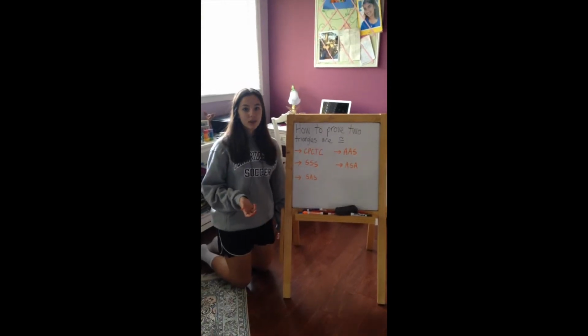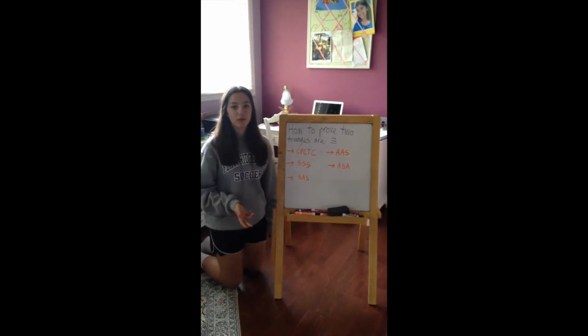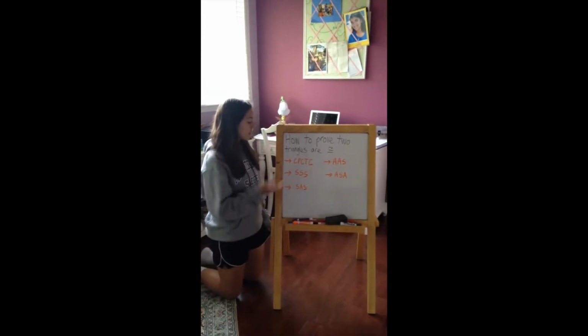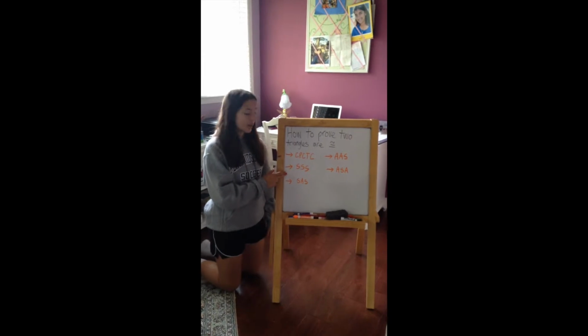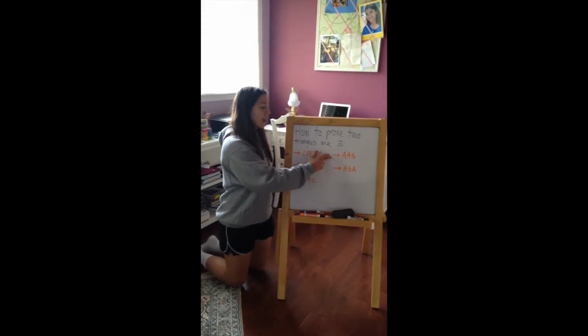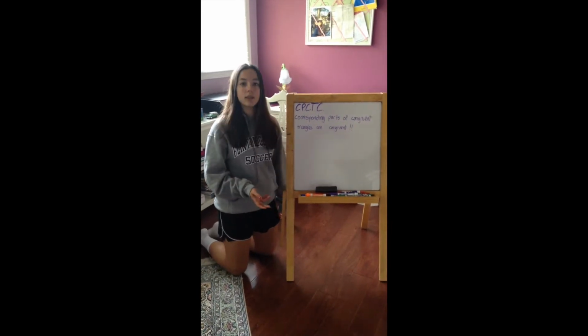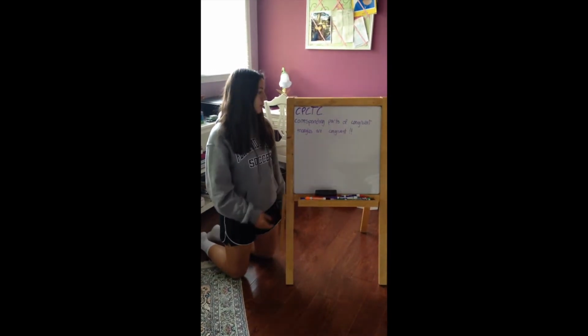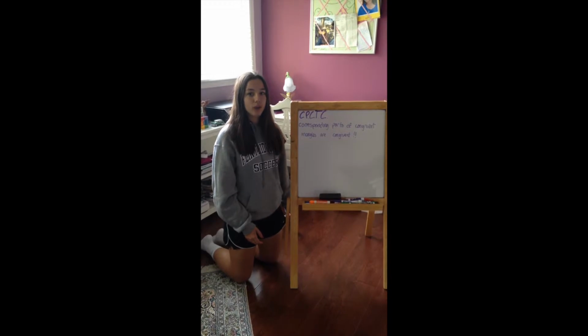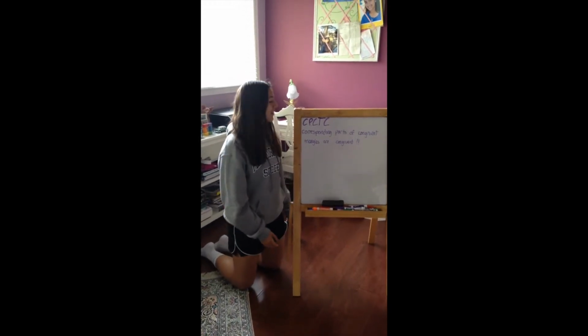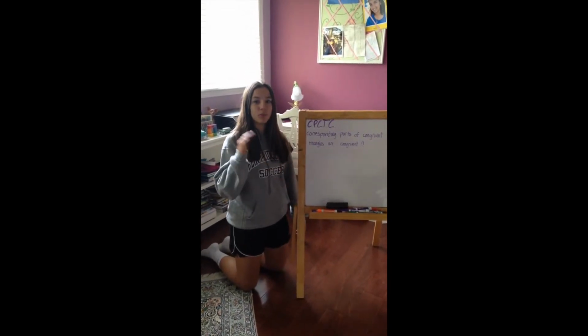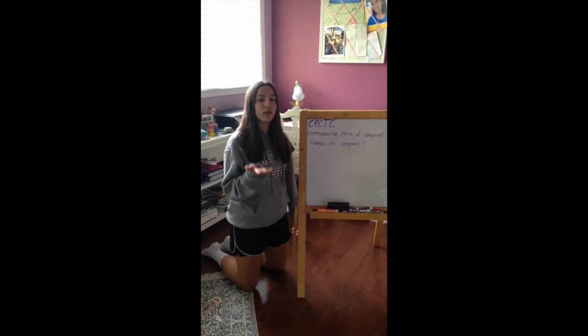So today I'm going to teach you how to prove that two triangles are congruent. There are 5 different ways. There's CPCTC, SSS, SAS, AAS, and ASA. So CPCTC is pretty simple. It stands for corresponding parts of congruent triangles are congruent. You can state CPCTC in a proof, and it proves that two triangles are congruent.